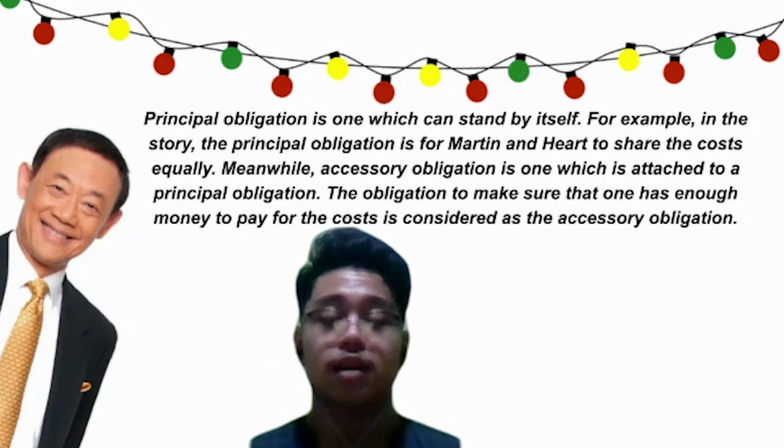penal clause. Principal obligation is one which can stand by itself. For example, in the story, the principal obligation is for Martin and Hart to share the costs equally. Meanwhile, accessory obligation is one which is attached to a principal obligation. The obligation to make sure that one has enough money to pay for the costs is considered as the accessory.